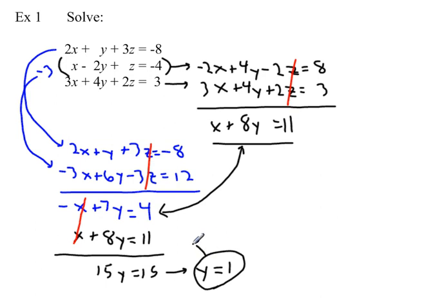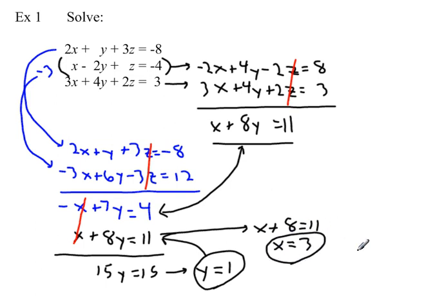Okay, once we get our first variable, we plug it into one of these equations to try to get our second variable. I'm going to choose this one right down here. This is going to be x plus 8 times 1 equals 11, which leads me to x equals 3. There's our second variable. Now that we found that, we need to plug all three into one of the original equations up on top. I'm just going to choose this top equation here. So I'm going to plug in 2 times x, or 6, plus y, which is 1, plus 3z equals -8.